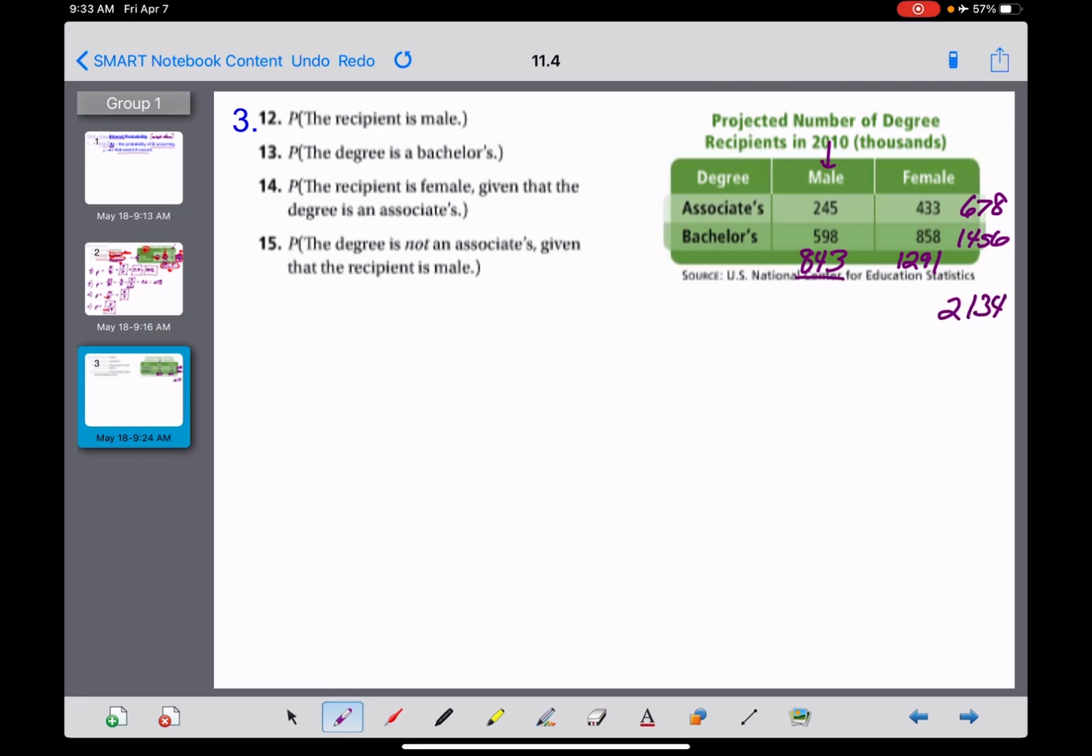The same thing should happen when I add these two numbers going across. 843 plus 1,291, sure enough, gets us a whopping total of 2,134 total degrees that were awarded here in the year 2010. Okay, so with that in mind, let's take a look at number 12.